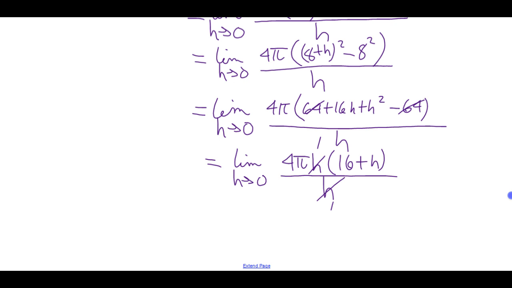And now we take the limit as h approaches 0, and what do we get to write? 64 pi. 64 pi, thank you. 64 pi, and some units. What units was this in? Centimeters squared per second. It's a change in area. The area, because the thing is measured in centimeters, will be centimeters squared, and it's the rate of change, so centimeters squared per second.